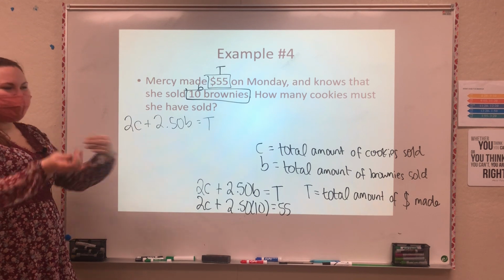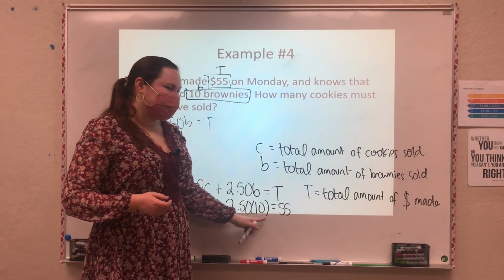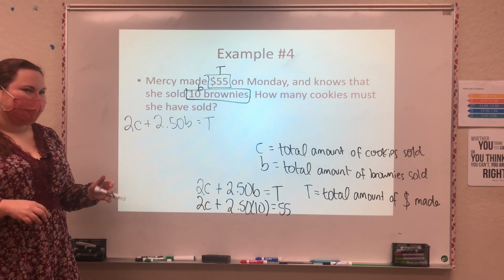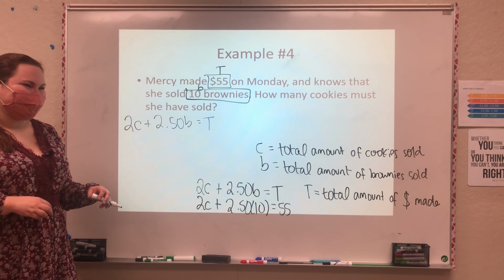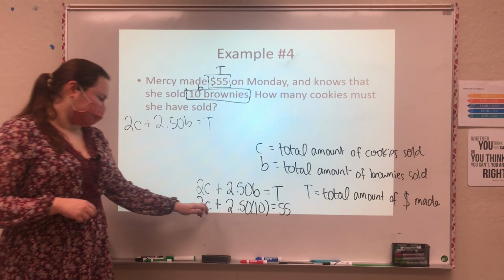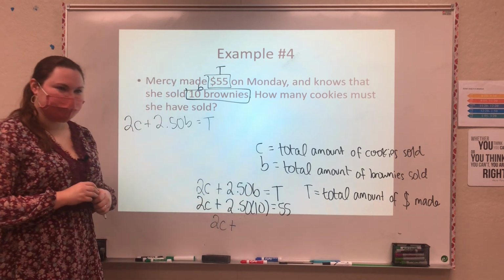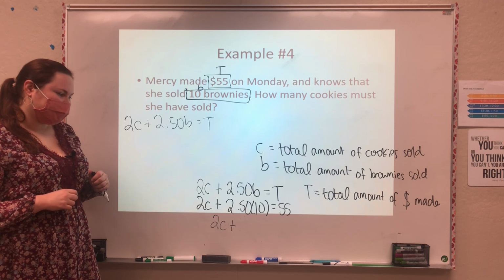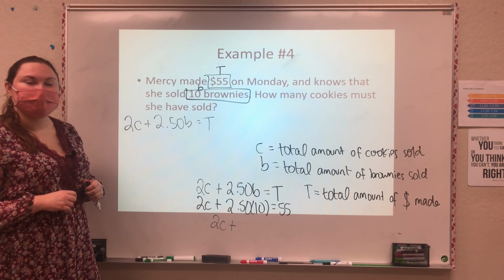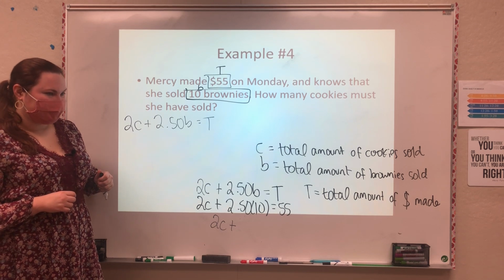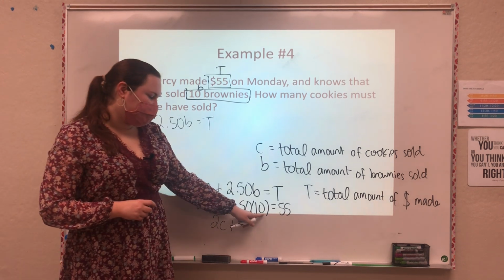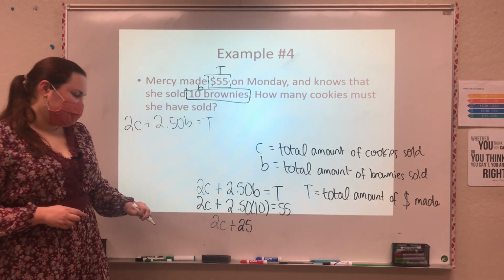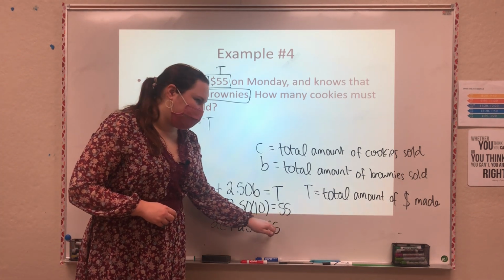Now is the math. Now is the part you keep describing to me. So you said we want to multiply this and then subtract it from the 55. Let's do exactly that. What is 250 times 10? $25. Yep. Fun fact, when you're multiplying by 10, that decimal is just moving over 1. So we get 2C plus 25 equals 55.